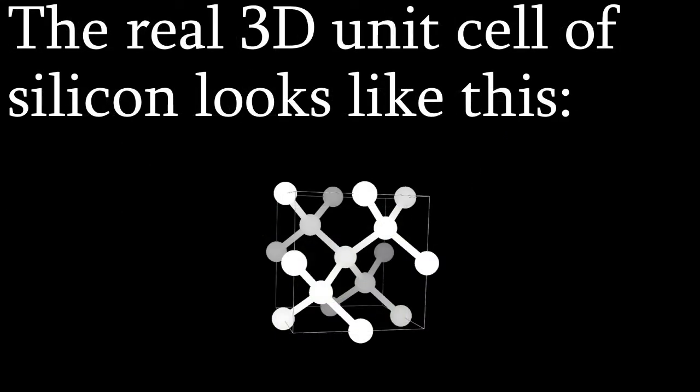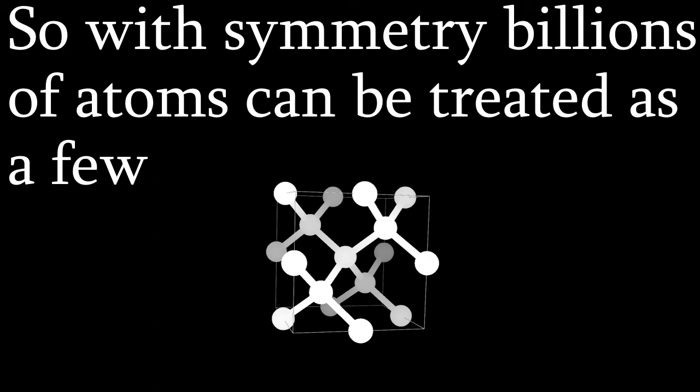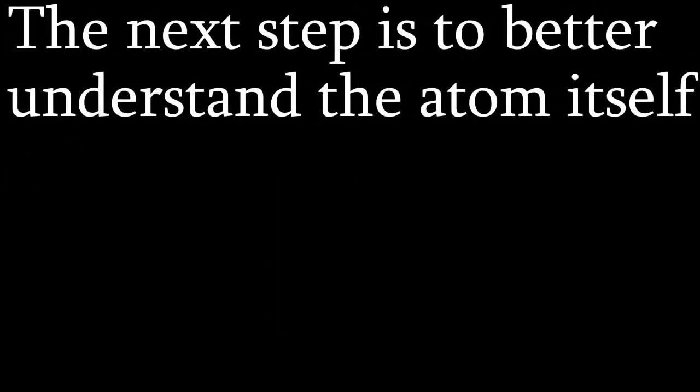The real three-dimensional unit cell of silicon looks like this. Notice each atom has 4 neighbors. So with symmetry, billions of atoms can be treated as just a few. The next step is to better understand the atom itself.